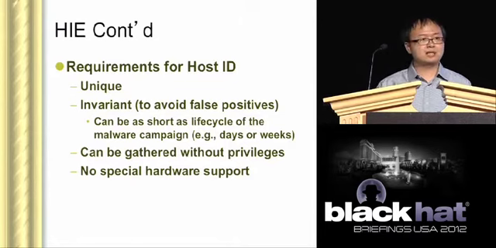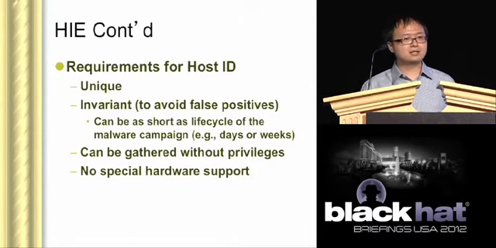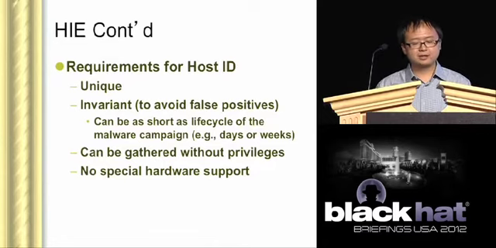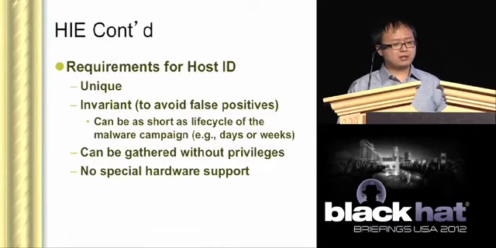Here is the list we think can be used as the host identifier, and the target is Windows platform. The first piece of information is a subset of the process environment block. More specifically, we're going to use username, computer name, and CPU identifier. The second information we're going to use is MAC address.